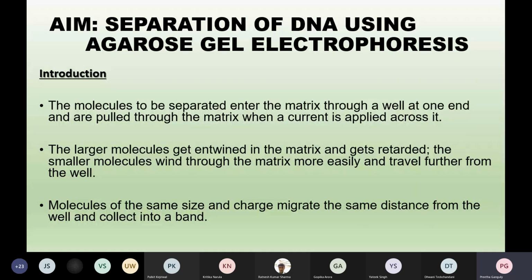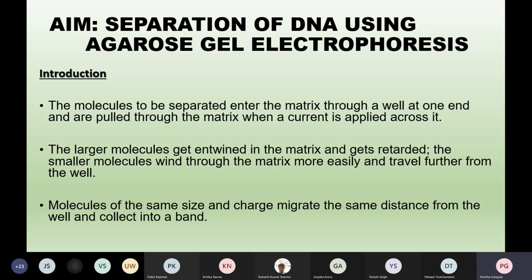Now let's particularly talk about agarose gel electrophoresis. This agarose gel electrophoresis, as I told you, is used for the separation of DNA. How this DNA is separated is on the basis of size, or we can say molecular weight. Why don't we use charge at this point? Because all the DNA are negatively charged because of the presence of phosphodiester bond.